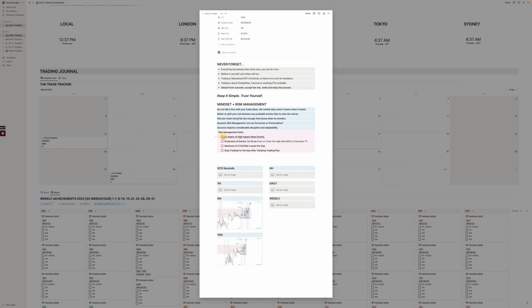Just keeping track of all the things that I'm aware of. I made sure that I paid attention to these things. And what are my POIs?